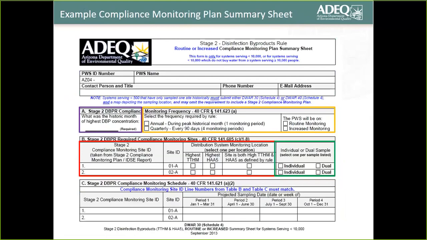This is what our compliance monitoring plan summary sheet looks like. Over here in purple, we'll have your monitoring month. Here tells you if you're doing monitoring once a year or quarterly, or if you're on increased monitoring or routine monitoring. And here we'll have your sample location. And this part in green would tell us if you're doing individual samples, meaning either TTHM or HA5, or if you're doing dual samples, so both at the same site, TTHM and HA5 at the same location.